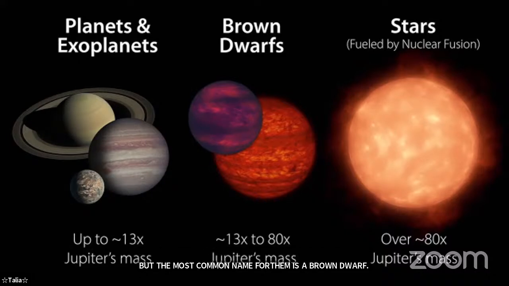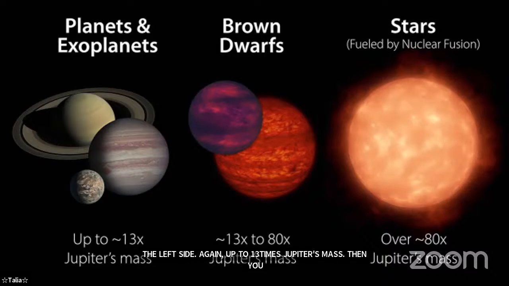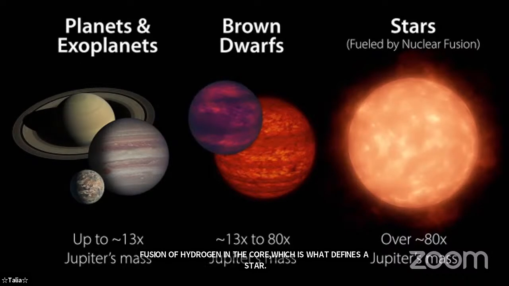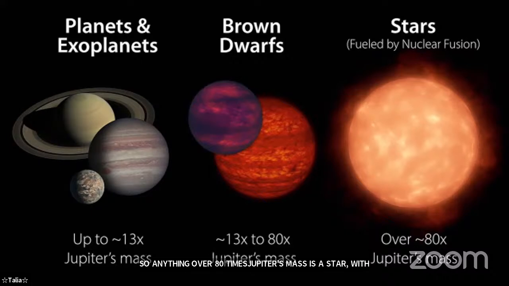So in this graphic, we can see planets and exoplanets over on the left side, again, up to 13 times Jupiter's mass. And then you have these middle objects, the brown dwarfs, that are anywhere from 13 times Jupiter's mass up to 80 times. Anything bigger than that, then you start to get consistent fusion of hydrogen in the core, which is what defines a star. And so anything over 80 times Jupiter's mass is a star with fusion happening at the core. So stars then have their own lower and upper limits as well.